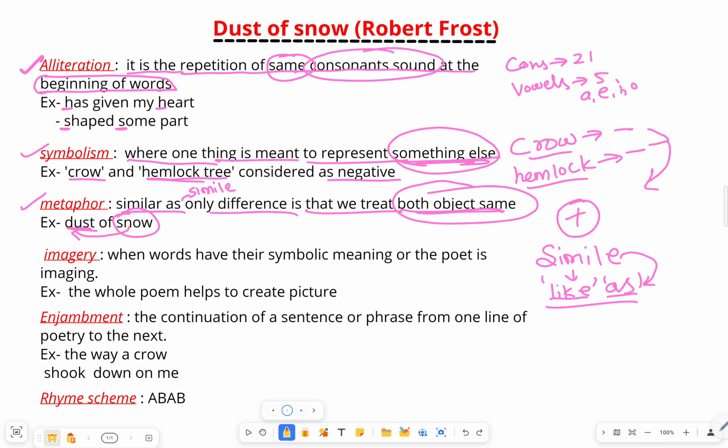Okay, it's an easy poem. Instead of saying flecks of snow, he's saying dust of snow, so that's why it is compared with it. Okay, next, imagery. Imagery, we know, creates an image in our mind.